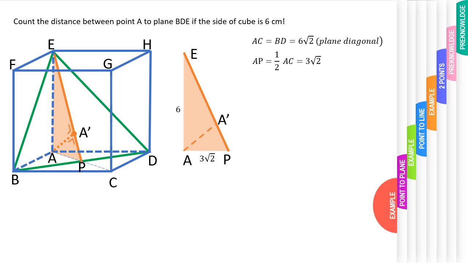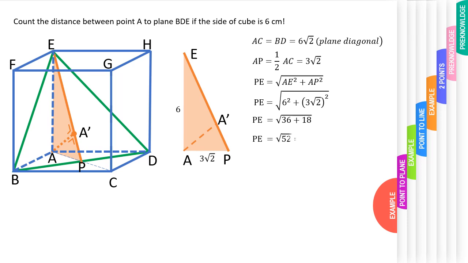Now, first, let's find out the number of PE. By using Pythagoras theorem, we know that the equation of PE is like the following equation. Based on its process, we know that PE is equal to 3 times square root of 6. To find the distance between point A to plane BDE, as shown in the figure, we have to find the distance of AAXL by using this following simple equation.